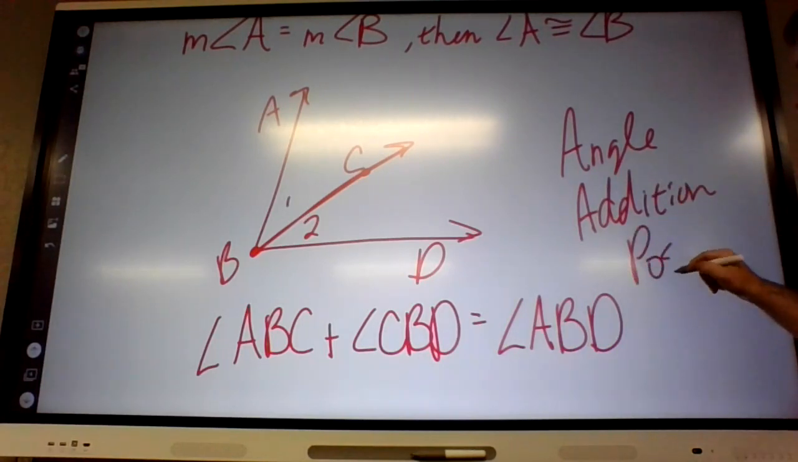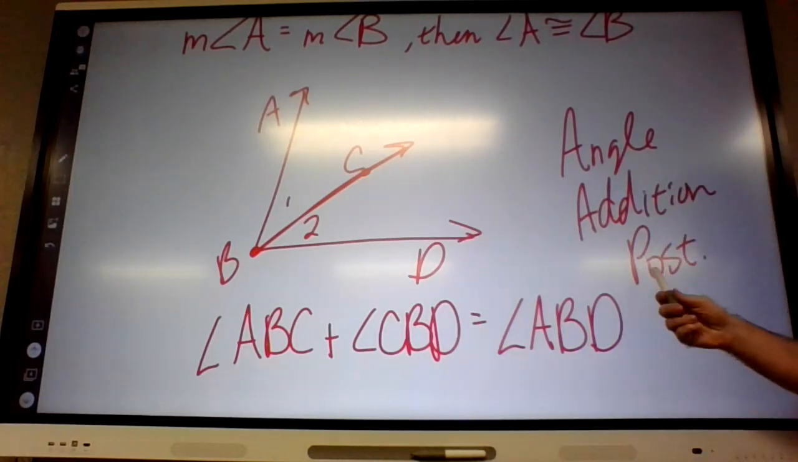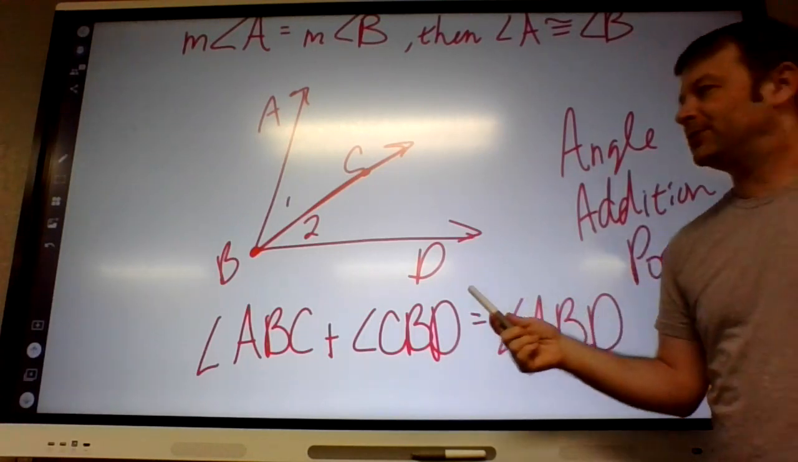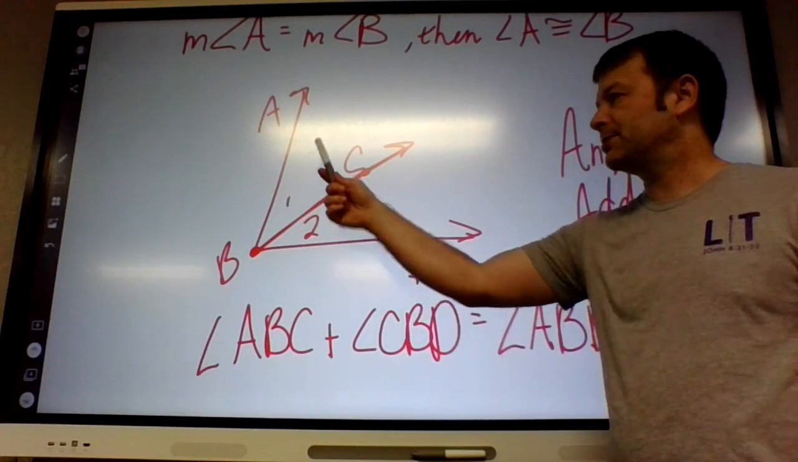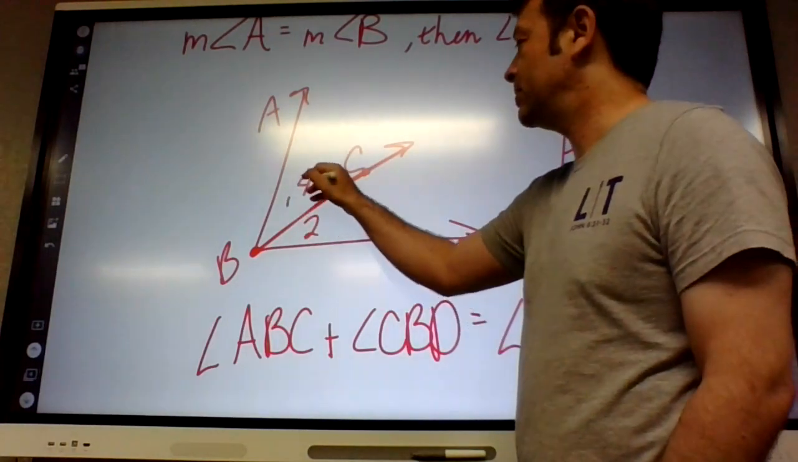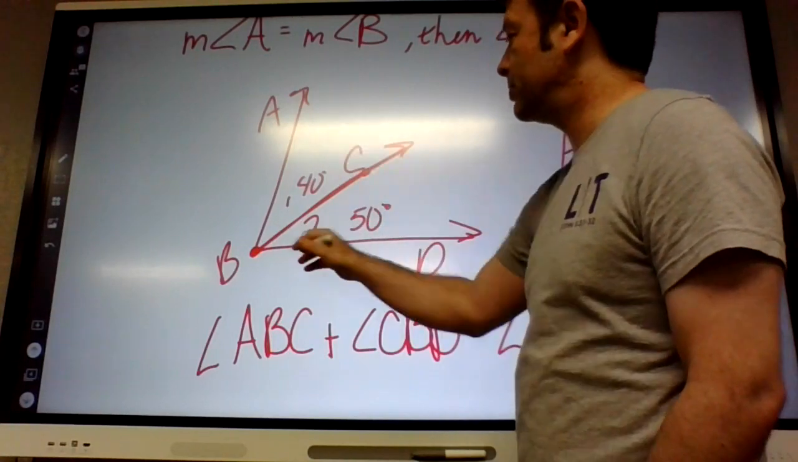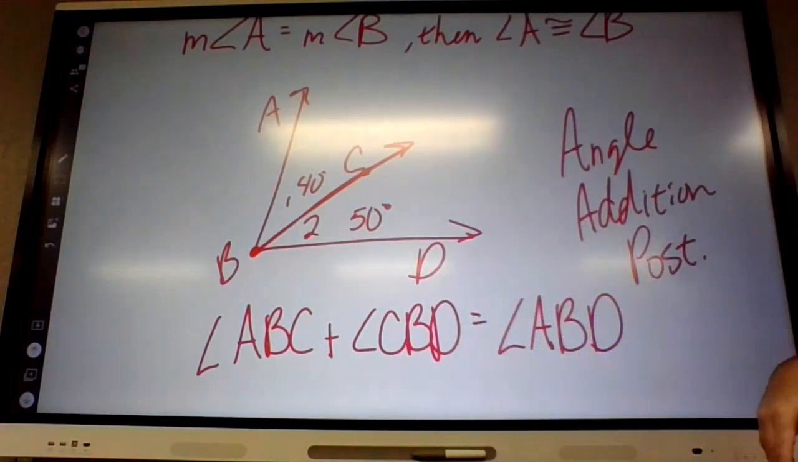Do you guys remember what postulate meant? It's something that we can't prove is true, but we just assume it is because it seems obvious. This plus this equals that. So if this was like 40 degrees and this is 50 degrees, then the big angle would be 90.